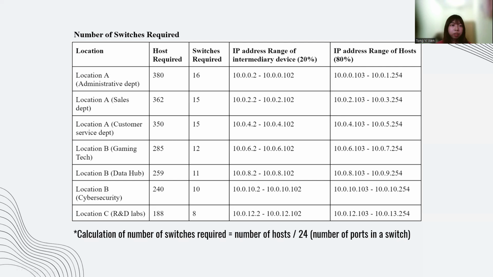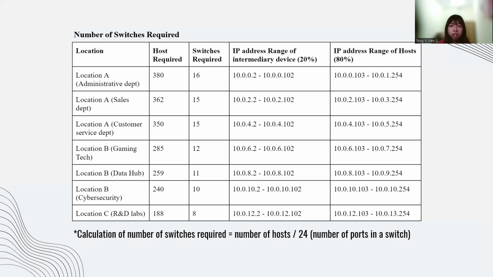Location A, the number of hosts is 380 divided by 24, because 24 is the number of ports in a switch. So the number of switches required is 16. The IP address range of intermediary devices is 20%.